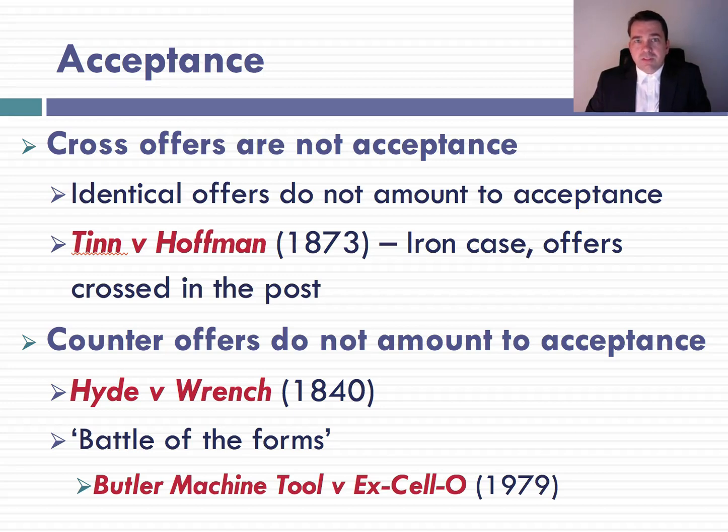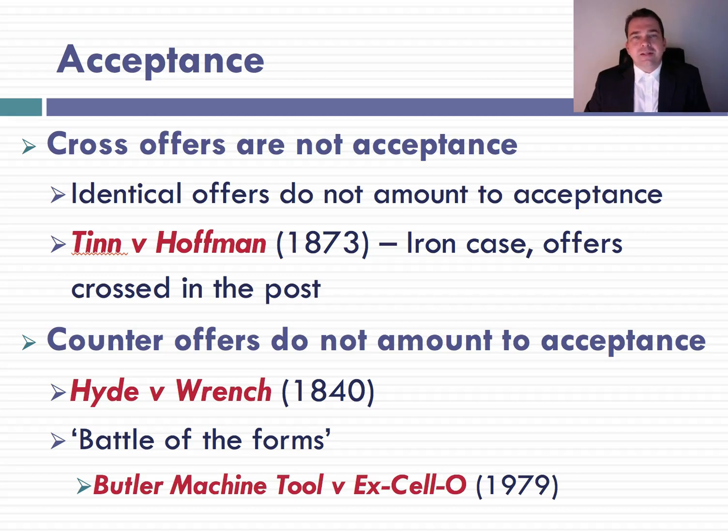What are cross offers? Basically, cross offers are offers that cross each other. So what happened, for instance, in Tinn v Hoffman is two parties, a buyer and a seller, were negotiating about the sale of iron. The buyer sent off a letter to the seller proposing to buy iron at a certain price, at a certain quantity. And the seller, at the same time, also posted a letter to the buyer offering to sell that amount of iron at the same price.